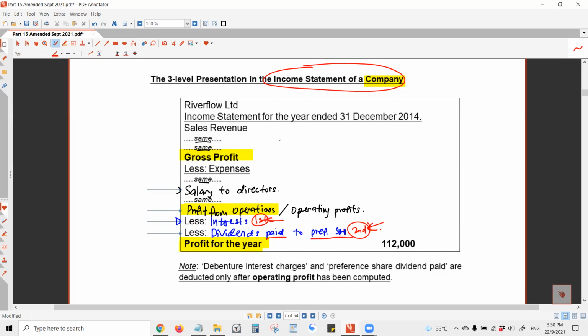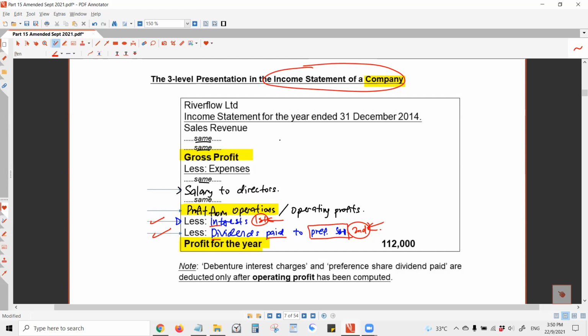They will not ask you why you have these two items here. They won't ask you why you minus interest first, then only minus preference shareholders' dividend. This is something outside the scope of IG. If you want to learn the reason why you have this formatting, you will see in the future if you do accounting. So just remember the formatting here: minus interest, then minus dividend paid to preference shareholders. This is where you minus the preference shareholder dividend.